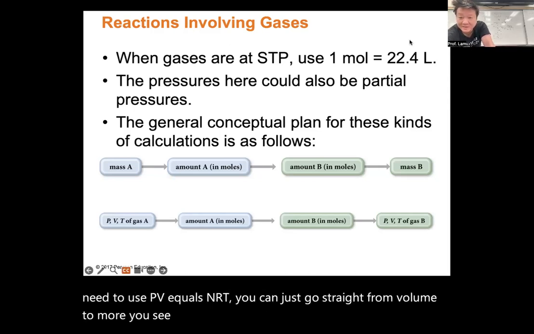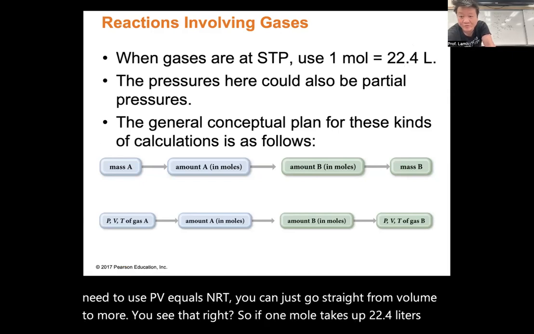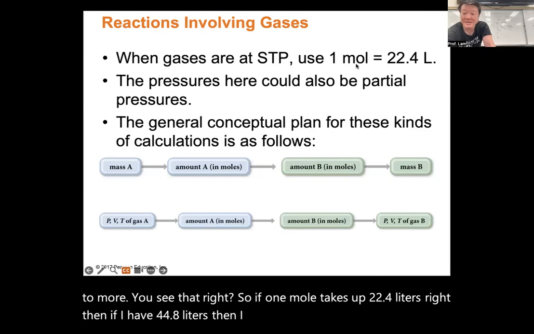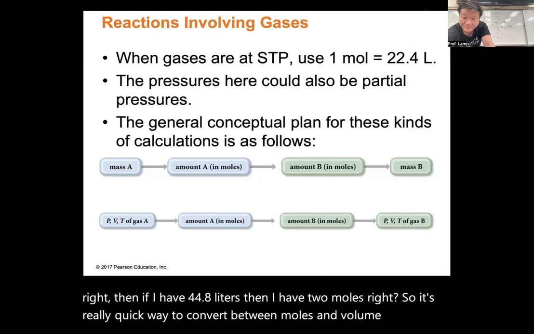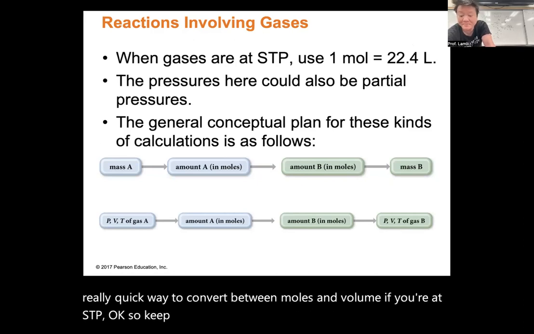You see that? So if 1 mole takes up 22.4 liters, then if I have 44.8 liters, then I have 2 moles. So it's a really quick way to convert between moles and volume if you have STP. So keep that in mind.